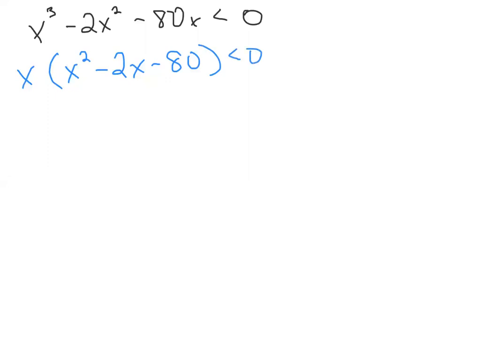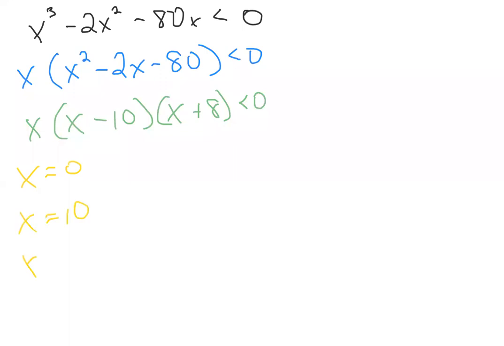And now I need factors of 80 that differ by 2. Well, that's 8 and 10. So now I set each piece equal to 0, and I get x equals 0, x equals 10, and x equals -8. Now, these are my critical points that I'm going to test around.